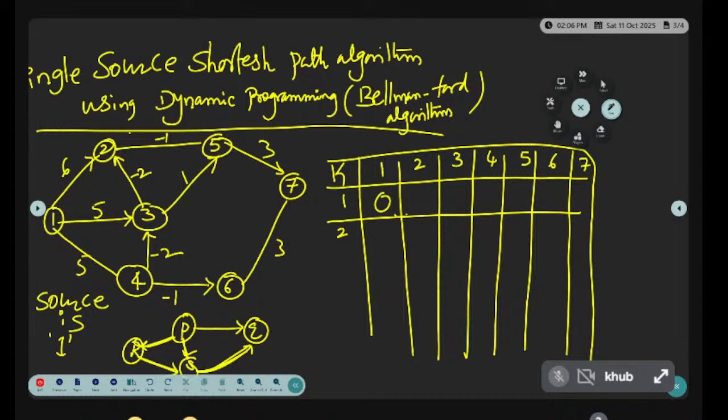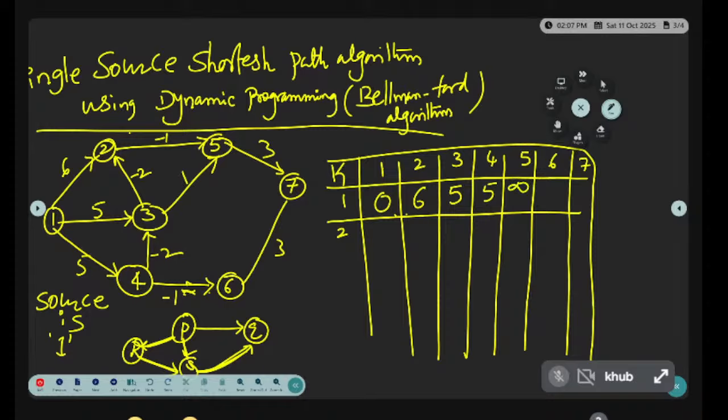1 to 2. What is the direct cost from 1 to 2? 1 to 2 is 6. 1 to 3 with a single edge. 1 to 4 with a single edge, also 5. 1 to 5 with a single edge. Single edge means is there a direct edge? 1 to 5 direct: we can move 1 to 2, 2 to 5. That is 2 edges, okay, but single edge, no, it is not defined.